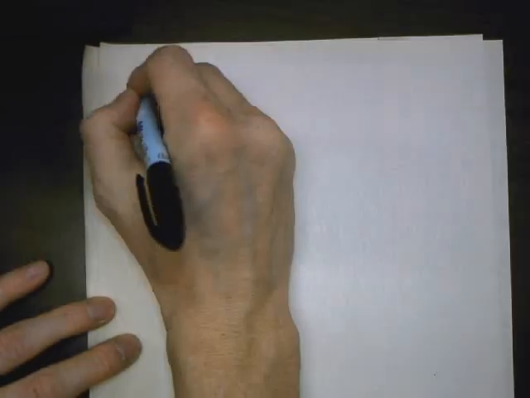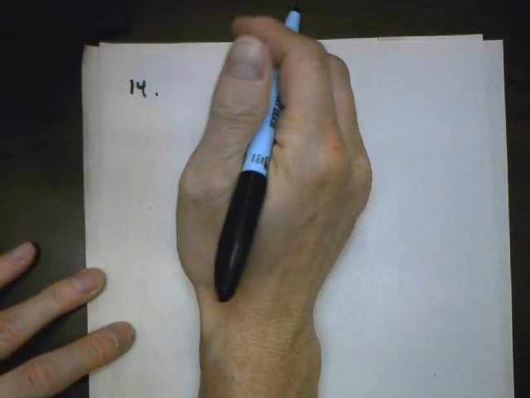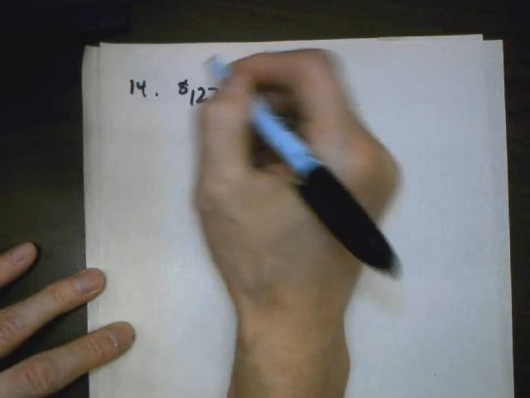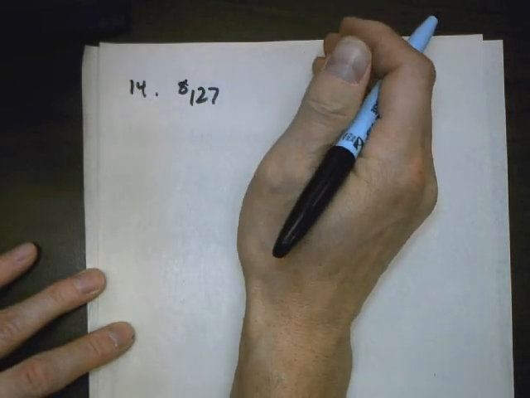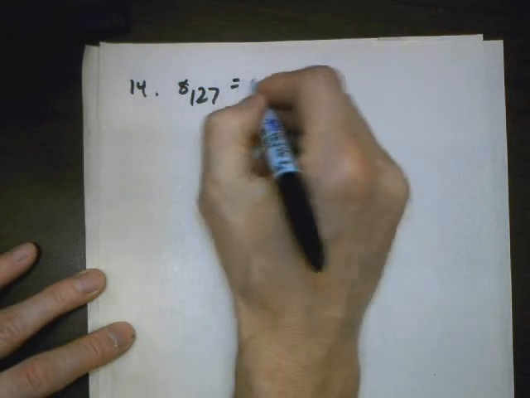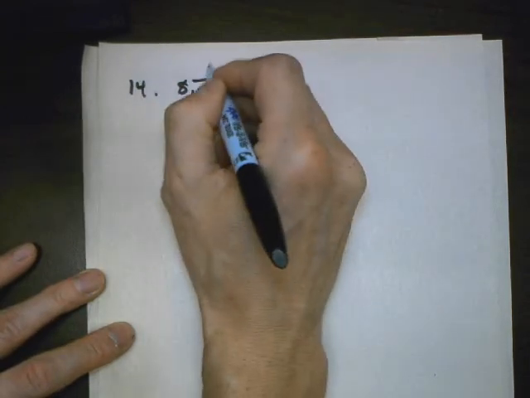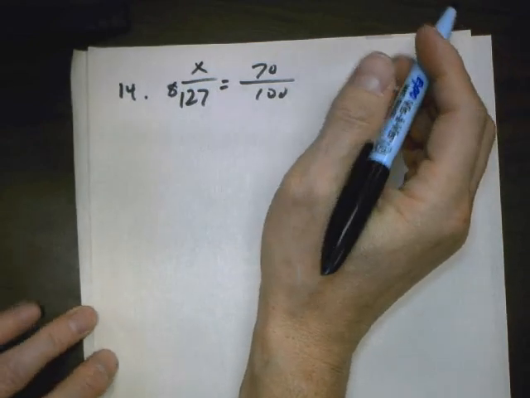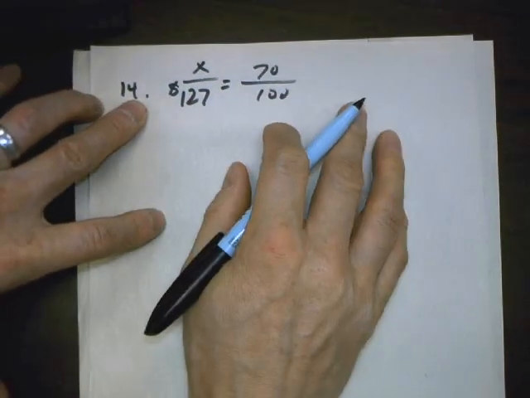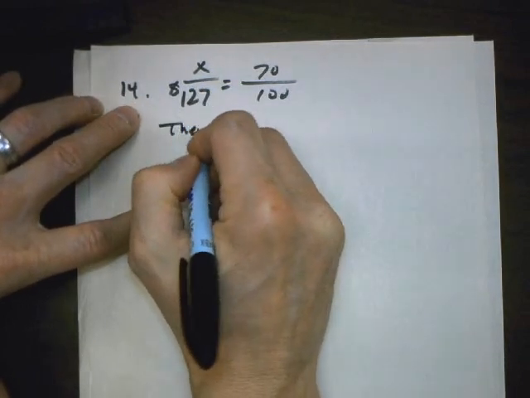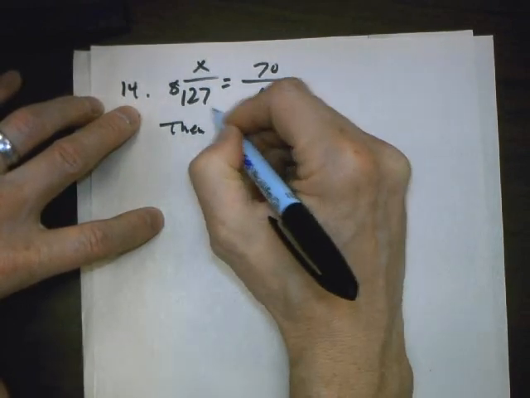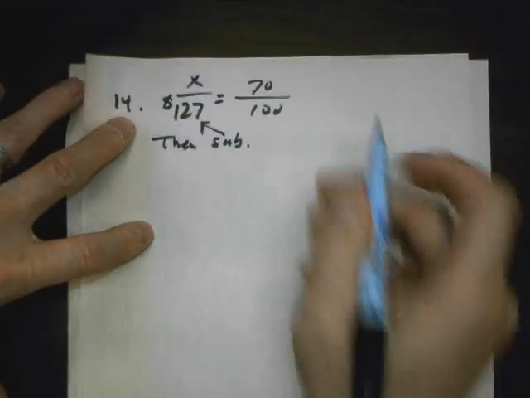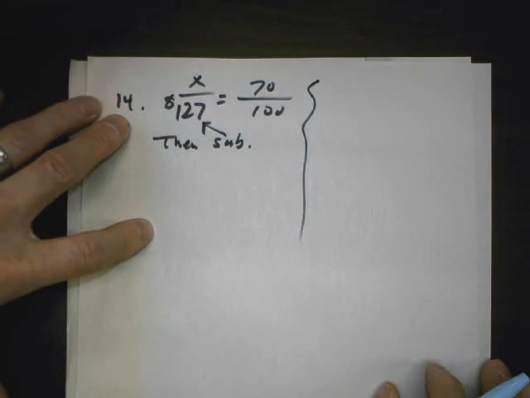Number 14, we have the price of a train ticket from Phoenix to Kansas is normally $127.00. Just call it $127. However, the train is offering 70% discount. And the question is, what is the sale price? Now, what you can do is you can find 70% and then subtract that amount from there to figure out how much the students pay. But we can do it in one shot.